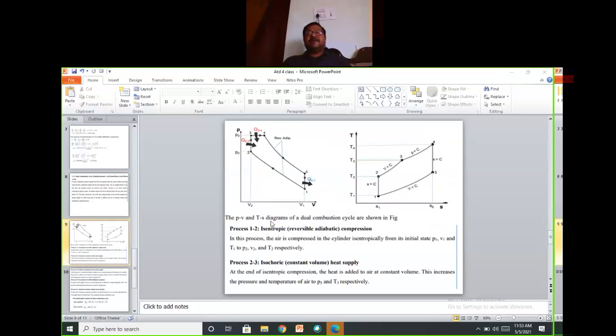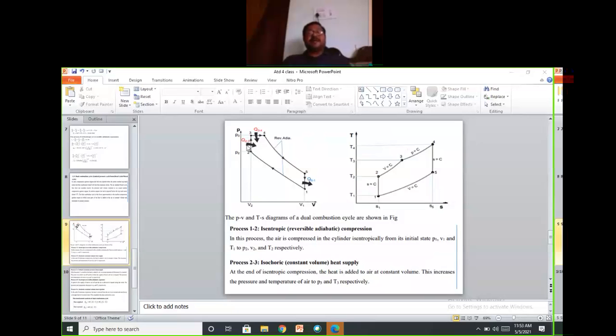Here the PV diagram and temperature versus entropy diagram are like this. In the diesel cycle and Otto cycle, there are four processes, but in the dual cycle we have five processes: 1 to 2, 2 to 3, 3 to 4, 4 to 5, and 5 to 1. Let us discuss what these processes are. 1 to 2 is isentropic or reversible adiabatic, and 4 to 5 is also the same. 2 to 3 is V equal to constant. 3 to 4 is P equal to constant, meaning the pressure is constant.